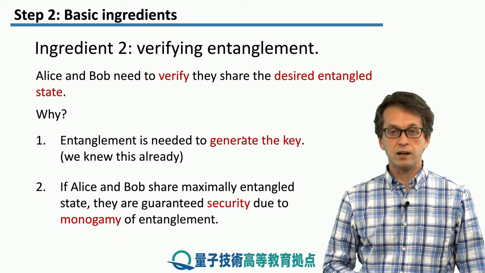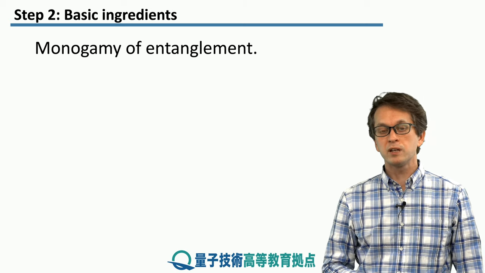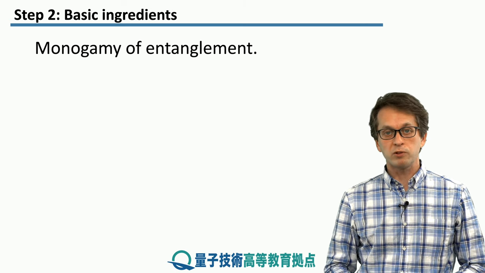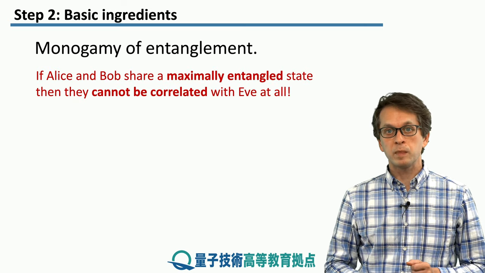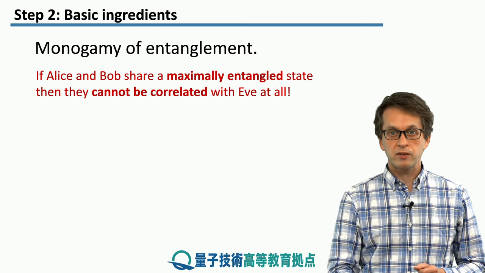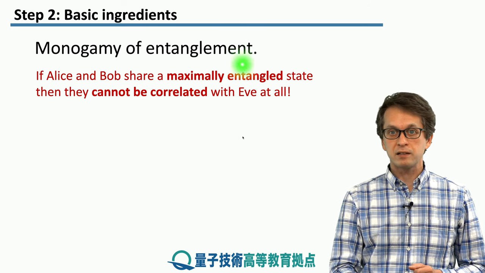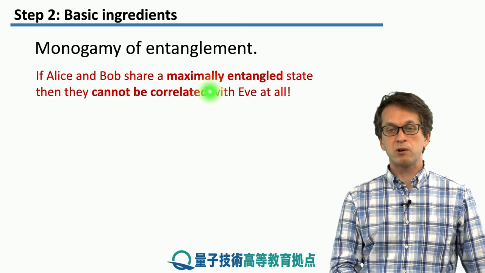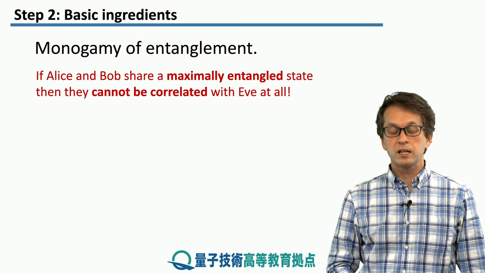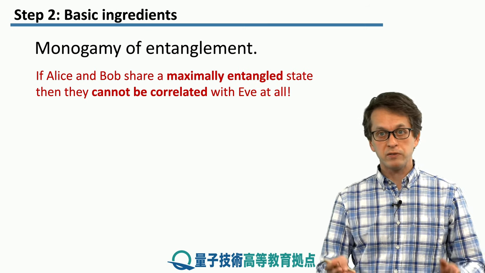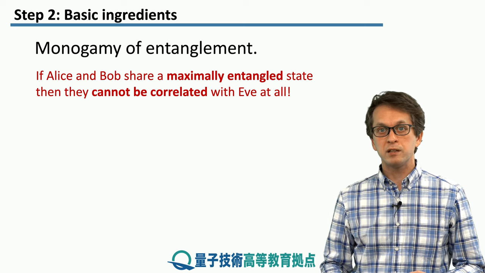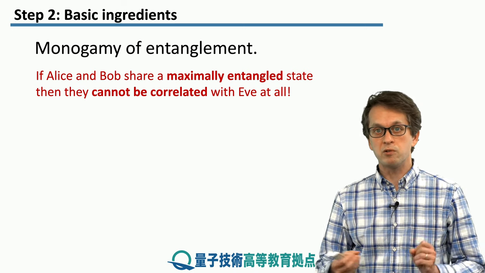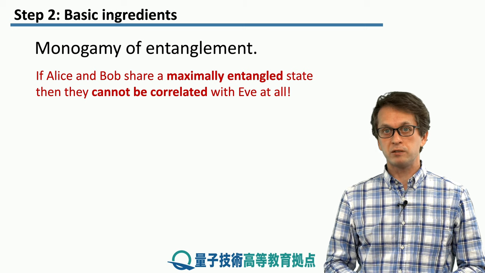So what is monogamy of entanglement? Monogamy of entanglement is a very fundamental property of quantum states, and it constrains how correlated multiple qubits can be. In particular, if Alice and Bob share a maximally entangled state, then we are guaranteed that they cannot share any correlations with a third party, such as Eve. In terms of security, this is very important, because if they can demonstrate and verify that they have a maximally entangled state, they are automatically demonstrating that whatever key they establish is secure, and Eve does not have any information about their secret key.